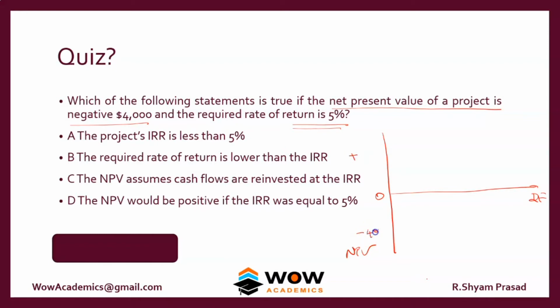So minus 4,000 is what is given, and minus 4,000 is for a 5% discount factor. So for the 5% discount factor and minus 4,000, we'll mark it here. So this is the point. He is asking which of the following statements is true. Option: the project IRR is less than 5%. Is it true? See, the IRR is the point at which NPV becomes 0. So this is the point. IRR cannot be 5% because it gives you minus 4,000 as NPV.